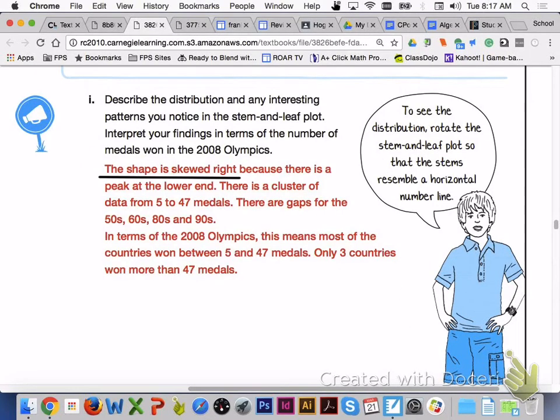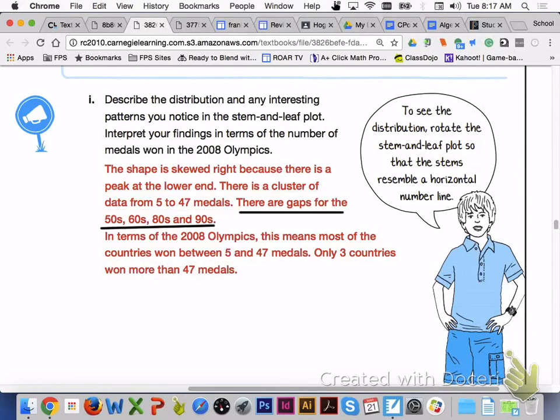For letter I, the distribution of the data is skewed right because the peak of the data is to the left side of the stem and leaf plot, and there are only a few data points to the right of the stem and leaf plot. There is a cluster of data from 5 to 47 medals. This tells us that there were a lot of countries that won that number of medals.